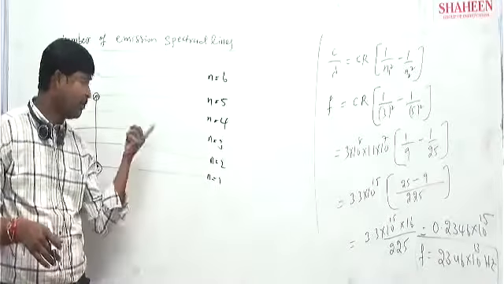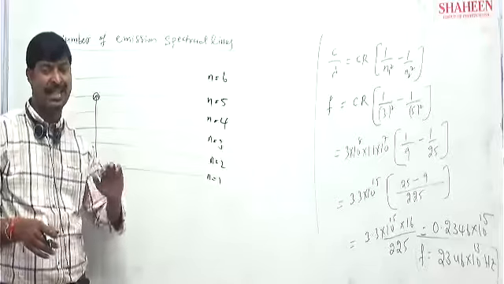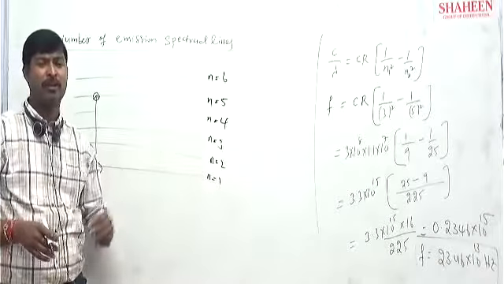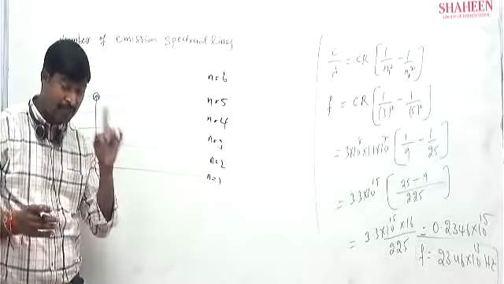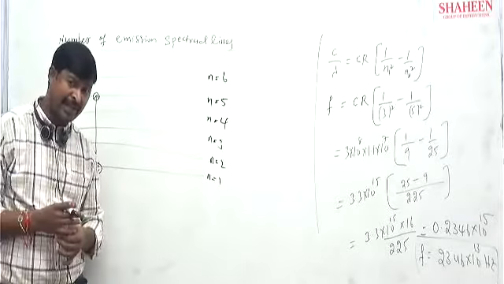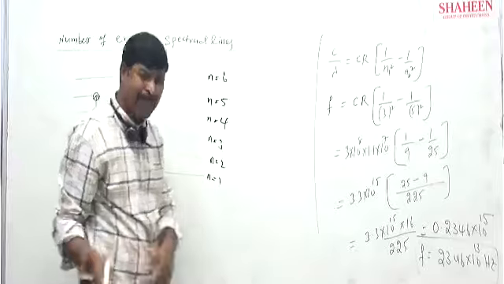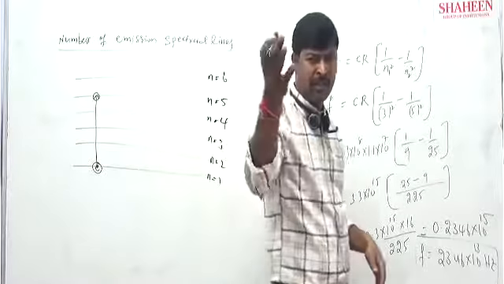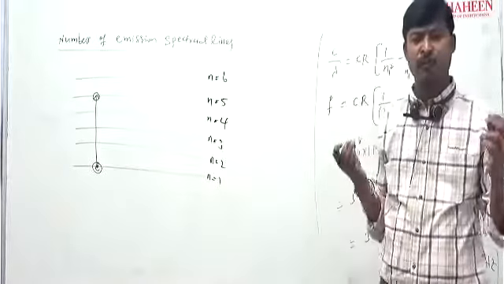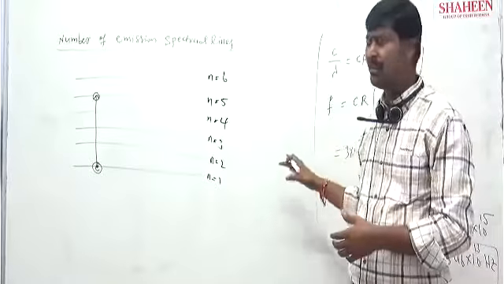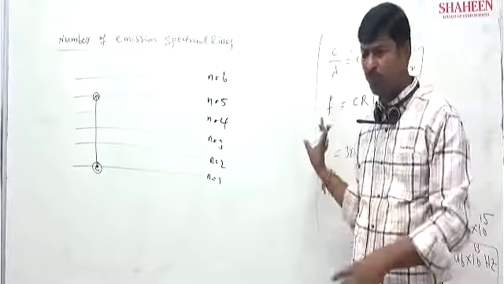So that's the reason the electron which is excited to higher energy levels immediately, in less than 10 to the power of minus 8 seconds, will come back to the ground state. While it is coming back to the ground state, it will emit radiation in the form of photons, electromagnetic radiation. That energy we know how to calculate, and frequency we know, wavelength we know.